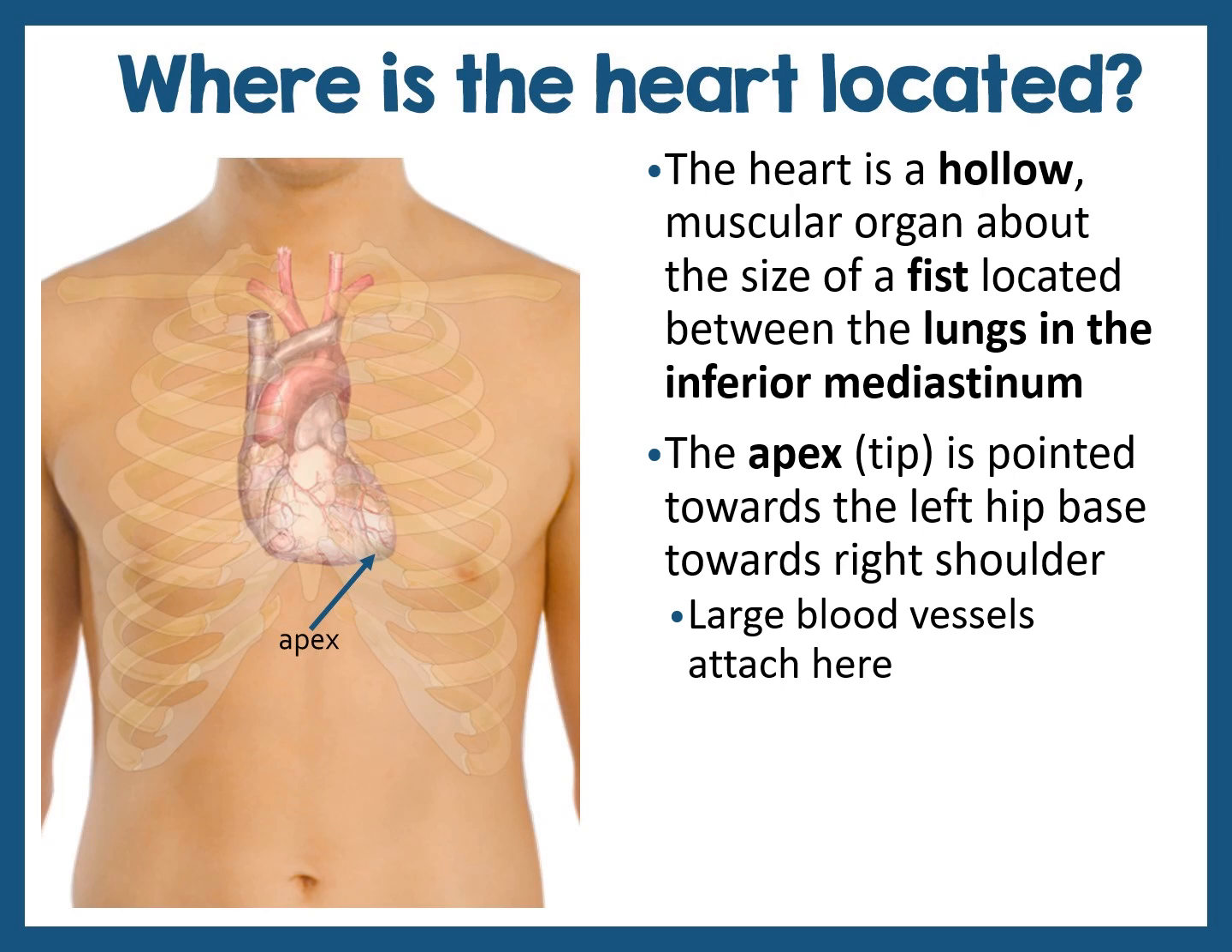The apex is known as the tip, whereas the base is the other side of the heart that will be more superior. The apex is that tip, and it is pointed towards the left hip, and the base will point towards the right shoulder. There are a lot of large blood vessels that attach here. On average, the heart contracts anywhere between 70 to 72 or 75 times per minute. It varies though.